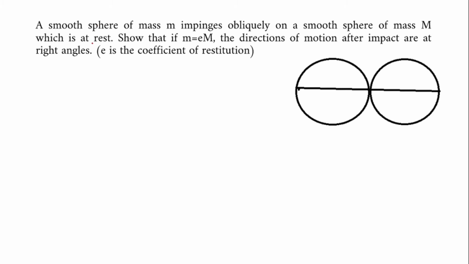Okay. They have given some conditions: m is equal to e into capital M. And there are two spheres. The first sphere is sphere 1 and the second is sphere 2. The first sphere is of mass m, so m1 is equal to m. The second sphere is of mass capital M, so m2 is equal to capital M. And they have mentioned that the second sphere is at rest.